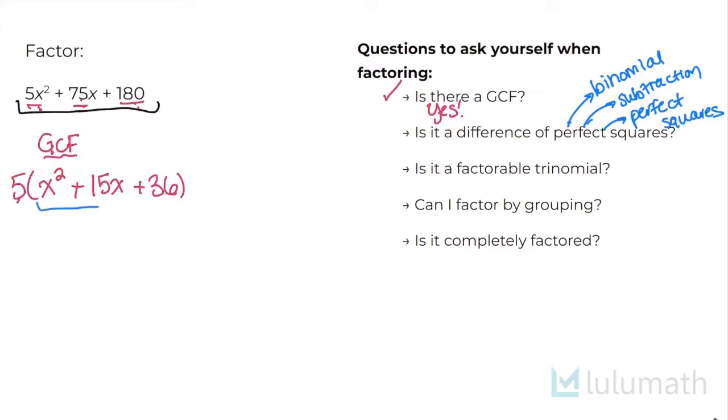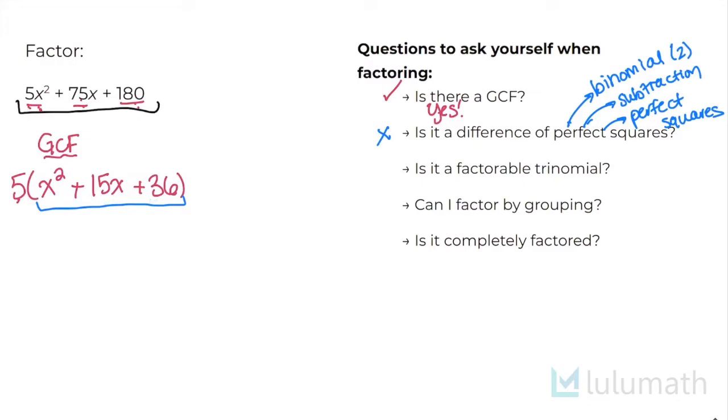So I'm going to look at what I have in my parentheses here, this x squared plus 15x plus 36, and I can already tell that it's not a difference of perfect squares because it's not a binomial. Binomial, remember, means it has to have 2 terms, but we have 1, 2, 3 terms here. Therefore, it is not a difference of perfect squares.